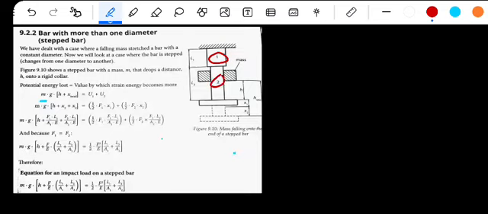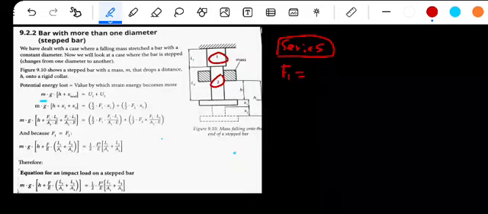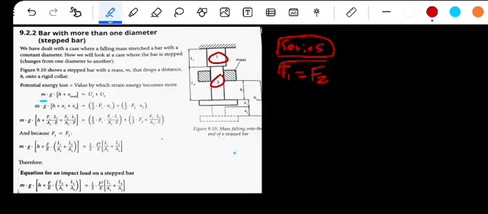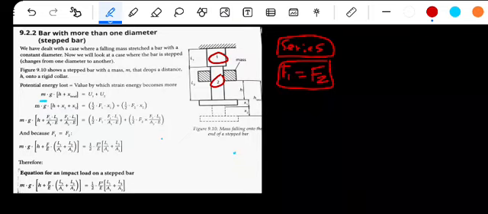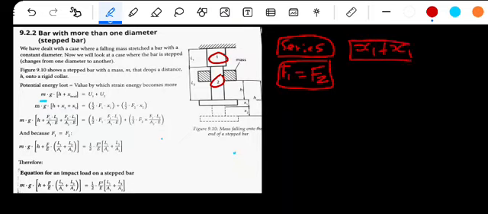So these bars are placed in series. What is important again is that they are in series. What we have learned in series is that F1 must be equal to F2. All right, that is what we learned. And then the total change in length must be equal to X1 plus X2. The strain must be X1 plus X2, the total strain.